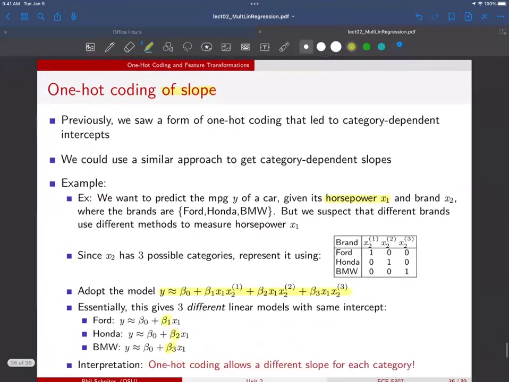Okay. Is this making sense, the one-hot coding of intercept and slope? Any questions? Okay.